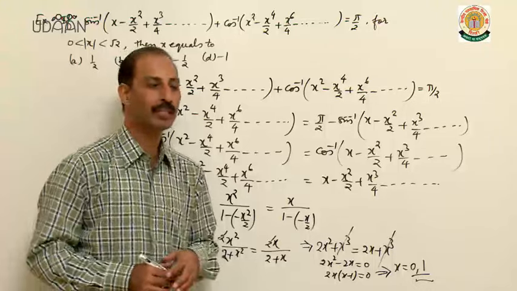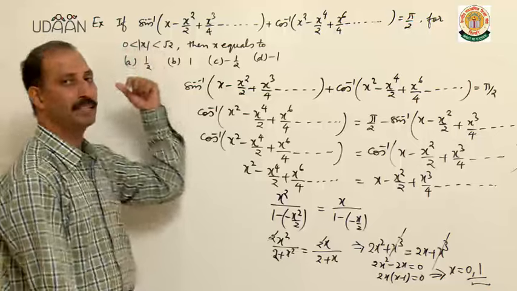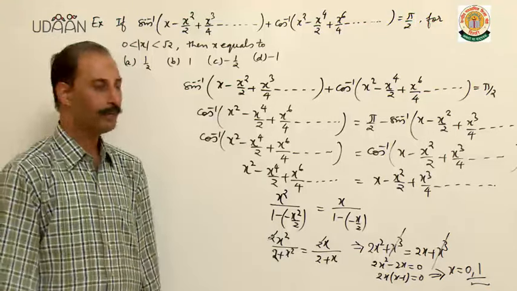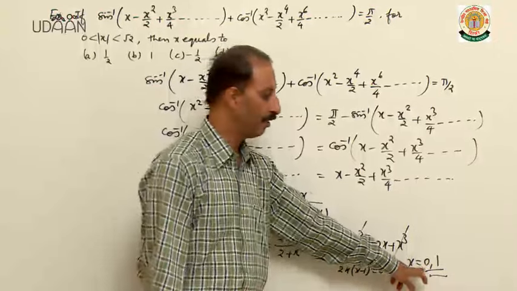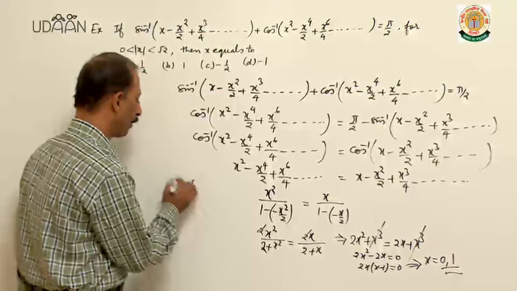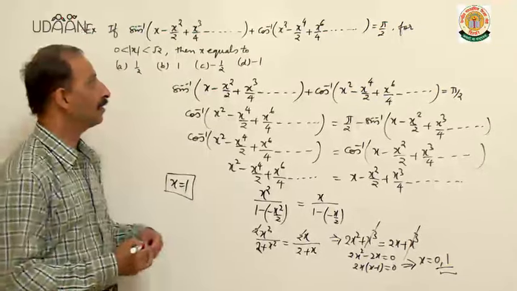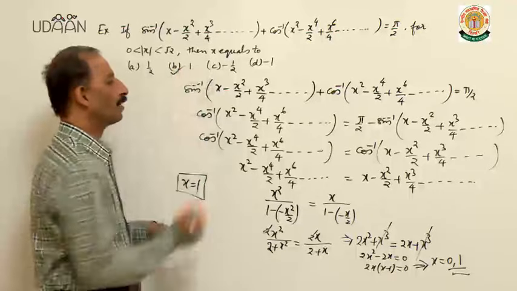But in the question they have given that modulus of x is greater than 0 and less than root 2. Okay. So the value of x, 0, we can't take, rejected. The value of x is only 1. So the value of x is 1. So the correct answer is here. x is 1 means B option is the correct one. This is the correct one.